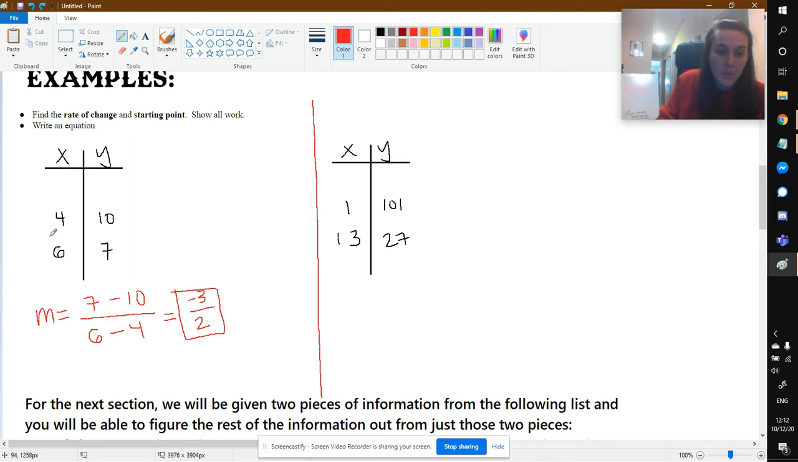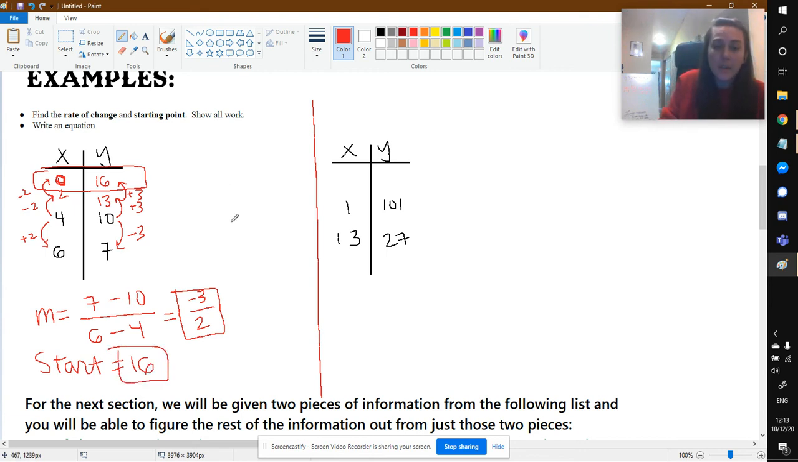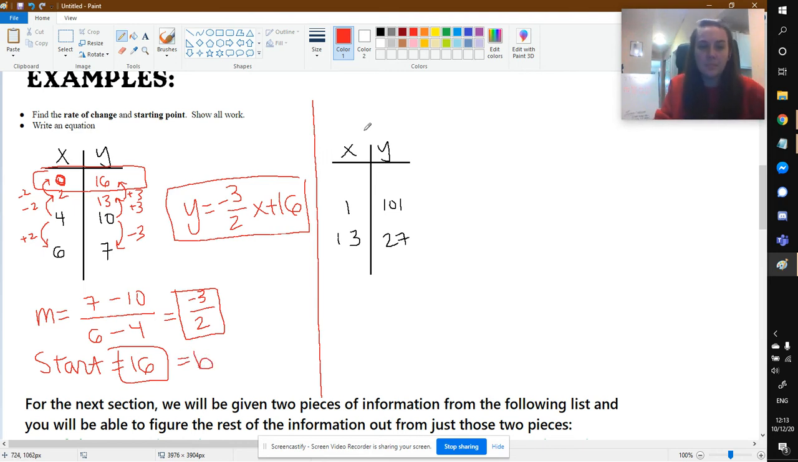The starting point is when we say, okay, we went up 2 here. If we want to go down 2, we would get 2. If we want to go down 2 again, we'd get 0. And our starting point is when x equals 0. So this is what we're looking for. Here we went down 3. So here we'll go up 3 and then up 3 again. So we'd say the starting point is 16. Great. From these 2, we can write the equation. We've got mx plus b, where this is the m and this is the b.